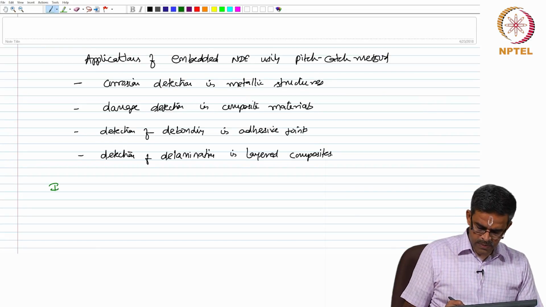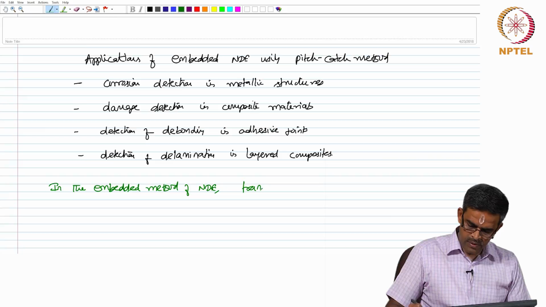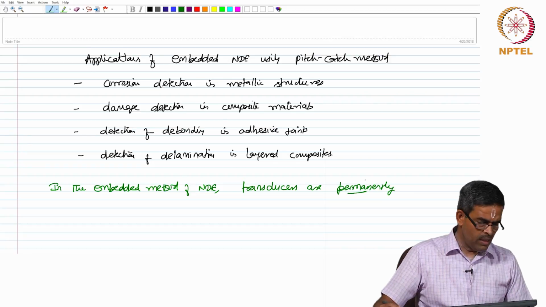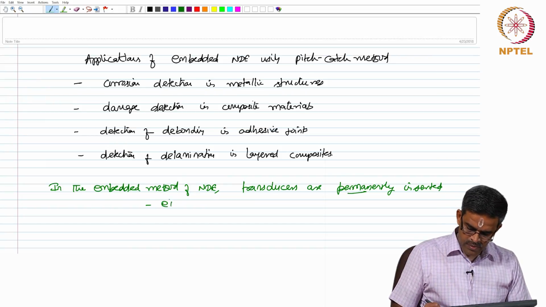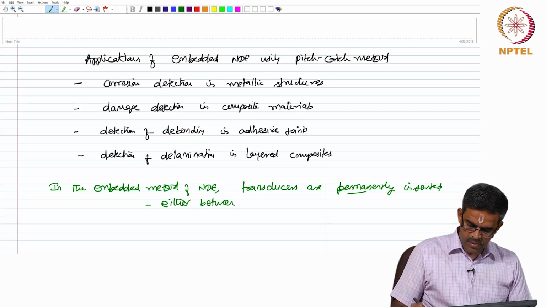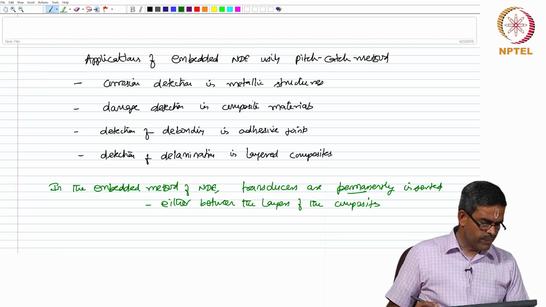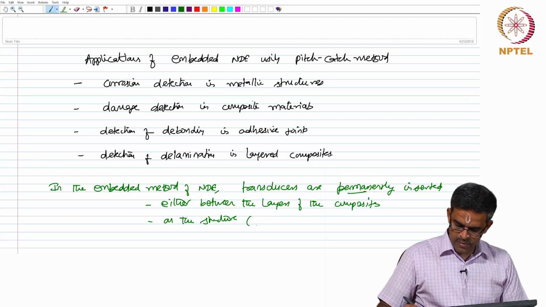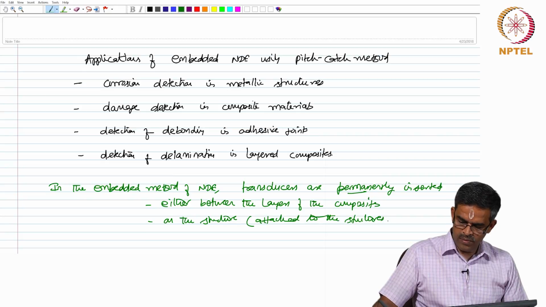In the embedded method of non-destructive evaluation, transducers are permanently inserted either between the layers of the composites or on the structure. They are actually attached to the structure permanently.